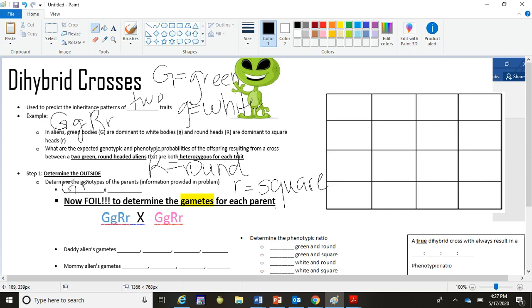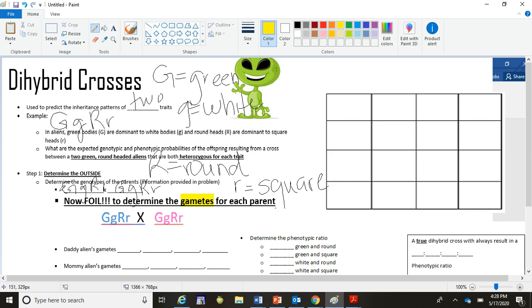So mom is going to be heterozygous for both traits, and dad is heterozygous for both traits. Now FOIL to determine the gametes for each parent. This is where people get tripped up. They figure out that the parents are heterozygous for both traits, and then they want to put the letters across and across, and you're going to get the wrong answer if you do this.